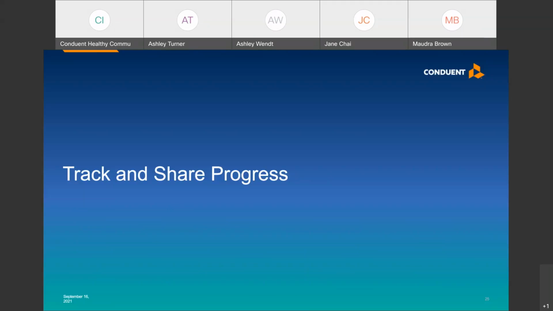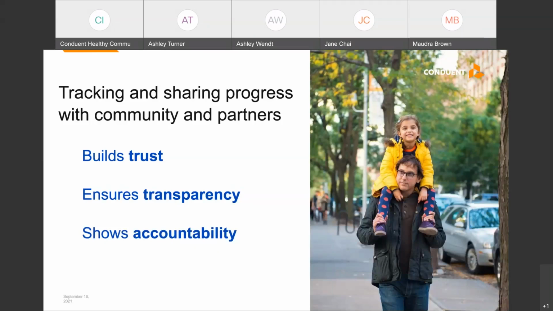I'm going to now walk us through the next big piece of the planning and evaluation process, which is around tracking and sharing progress. We know that this is often where partners lose steam, but we feel that it is really the most crucial step in your community health planning work. Tracking and sharing progress builds trust, ensures transparency, and shows accountability for your plan.